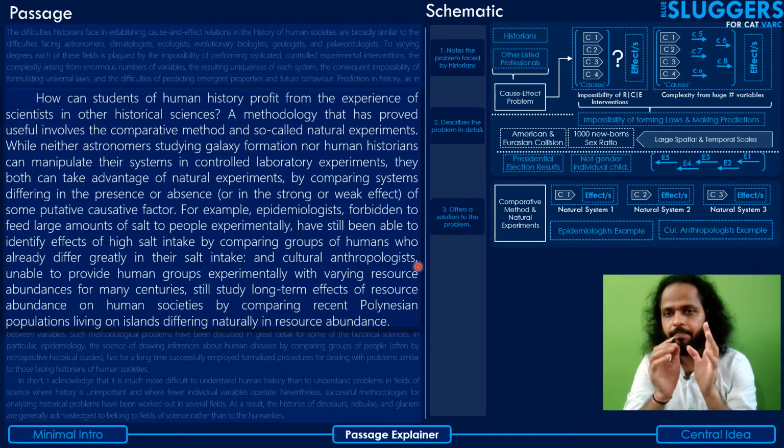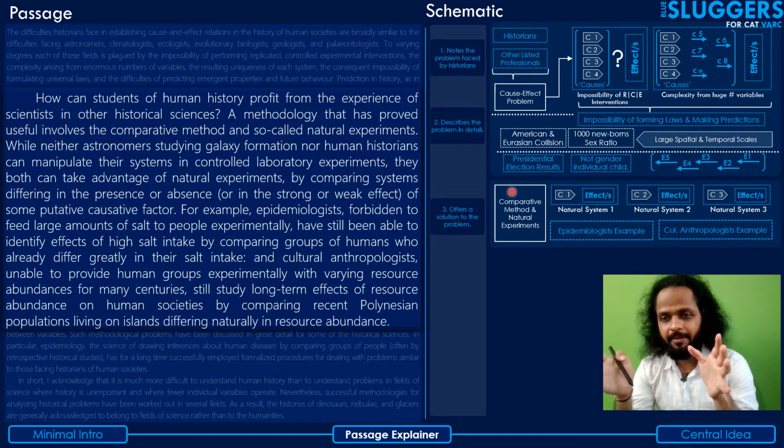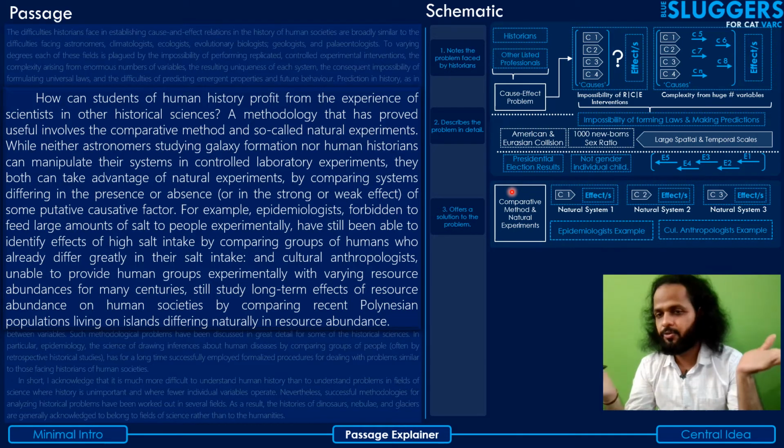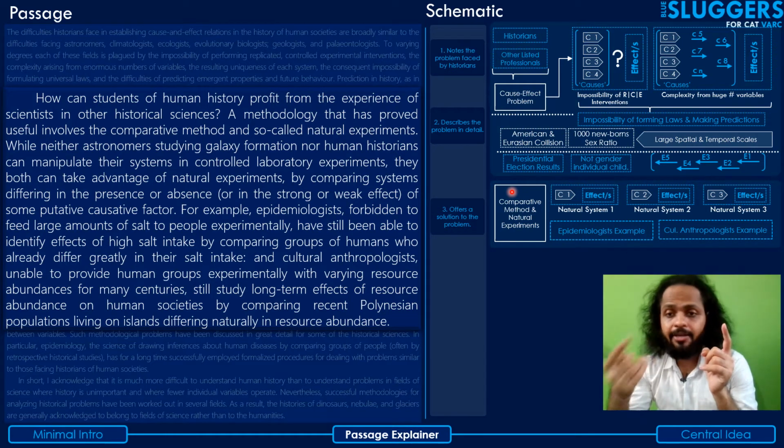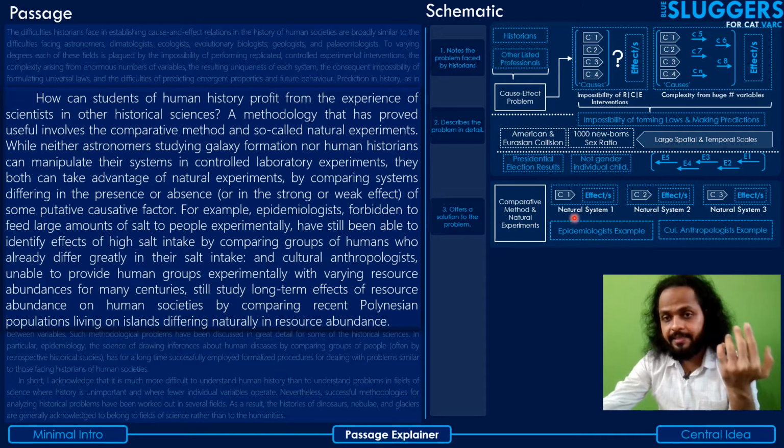He explains that maybe historians or students of human history can't really conduct controlled, replicable experiments by varying the causal factors by themselves. It's not in their hands. They can't do that. But what they can do is observe the systems which are already naturally present.